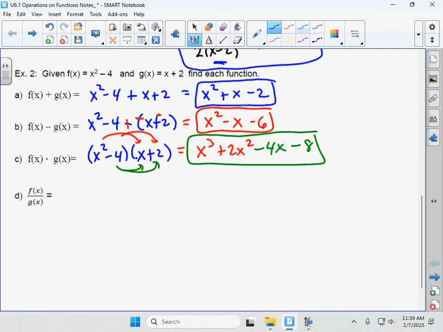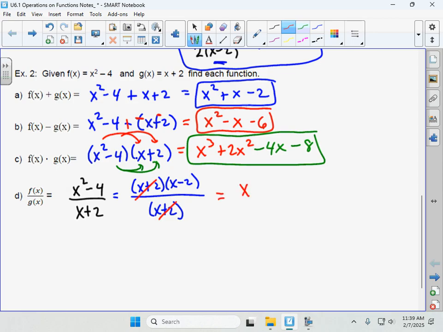Okay, division. All right, we can factor the top. Okay, we can simplify this. Now, we do have an excluded value, and so remember, you've got to take it from the original before you factor or cancel anything out. So that's going to be negative 2. So x is not allowed to equal negative 2.